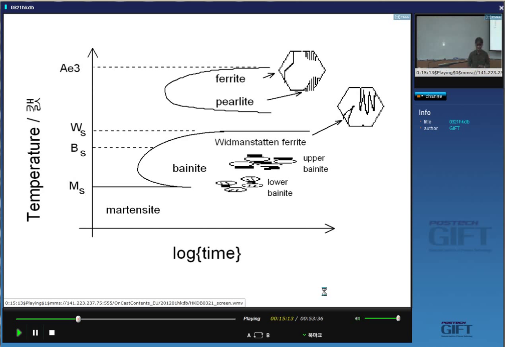There is, of course, more detail. The upper C curve here represents, for example, the formation of allotriomorphic ferrite. I will talk about allotriomorphic ferrite later. It's the ferrite which starts at the austenite grain boundaries, and pearlite as well. And then we have the Widmanstätten ferrite here, what's known as upper bainite, lower bainite, and martensite. I'm going to go through all of these during these 12 lectures, but today we are going to focus just on the bainite reaction here.